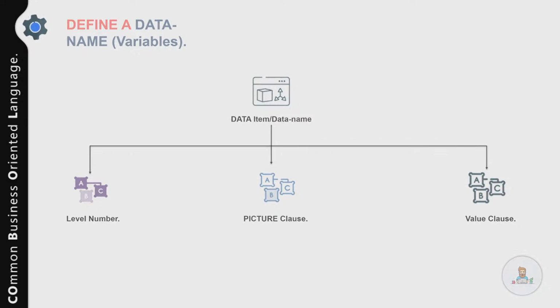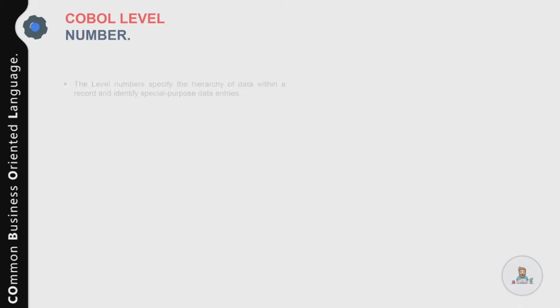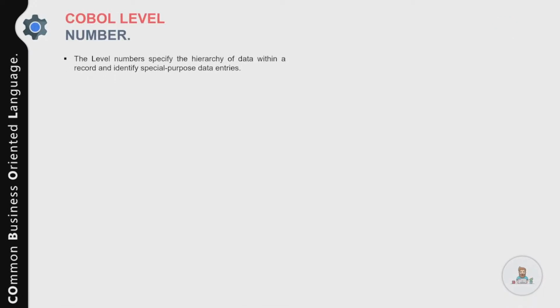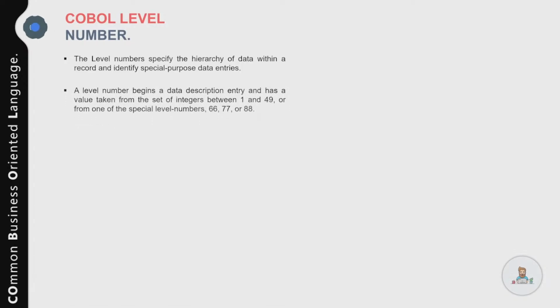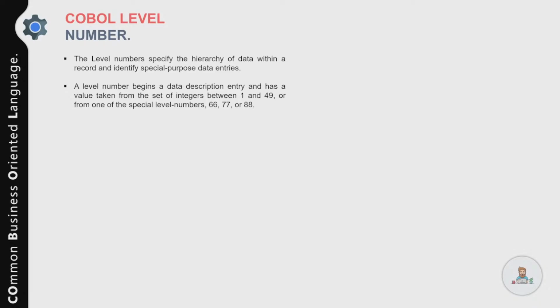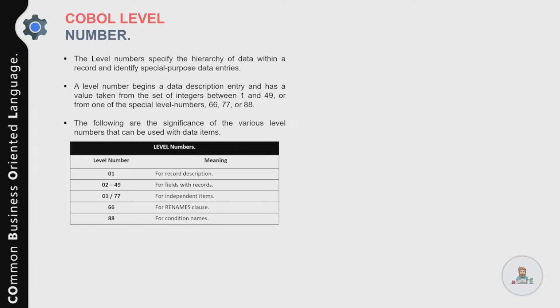Now let's talk about level numbers in COBOL. By definition, the level numbers specify the hierarchy of data within a record, and they also identify special purpose data entries. A level number begins a data description entry and has a value taken from the set of integers between 1 and 49, or from one of the special level numbers, that is 66, 77 or 88. The following are the significance of the various level numbers that can be used to define a data item.